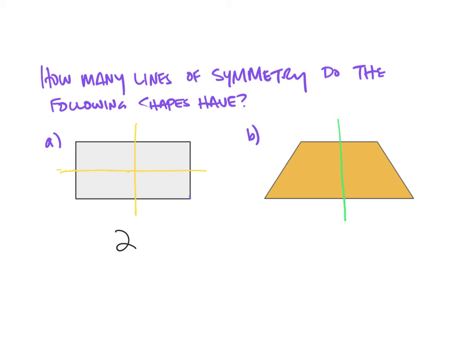And I don't think if I folded along these corners, that would work. I can tell right away that's not creating two shapes that are identical in size and shape. So I don't think corner to corner works there. I think the only line of symmetry for this one is the one that I have on the screen right there. It only has one line of symmetry.